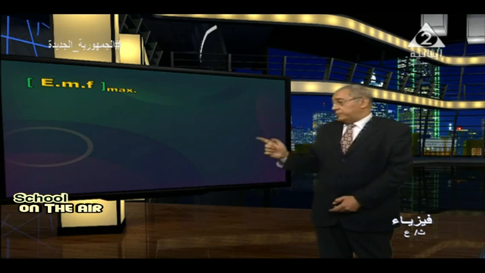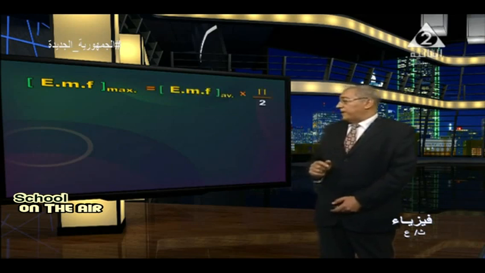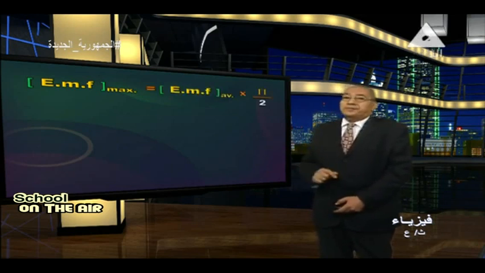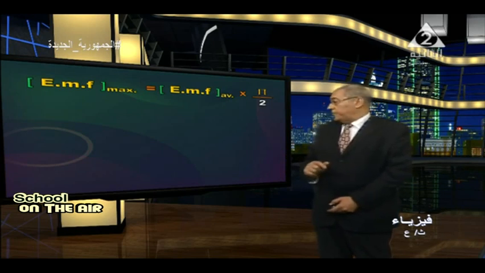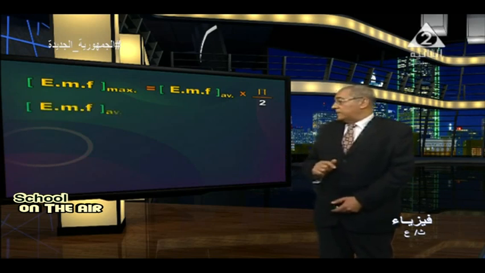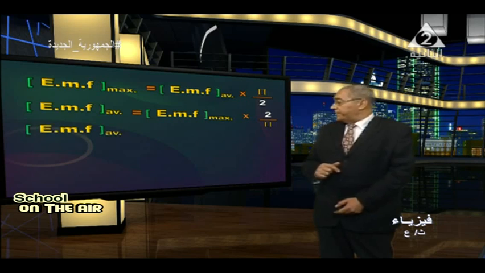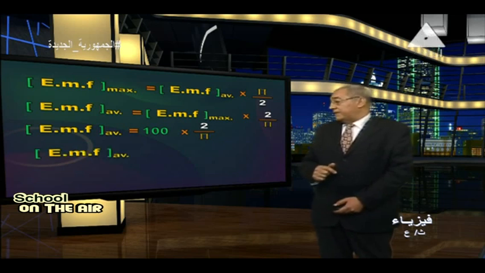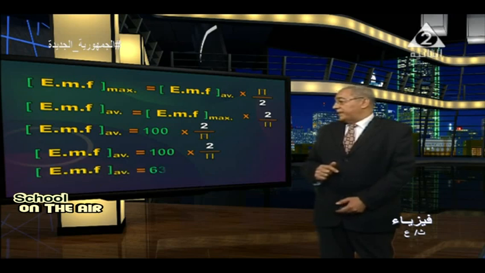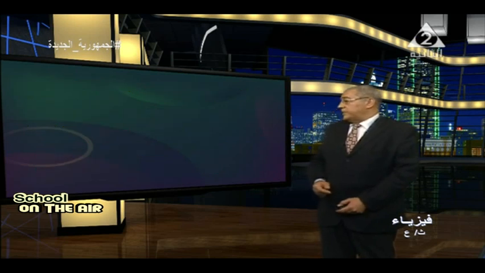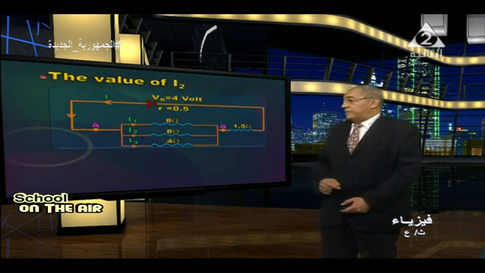EMF maximum, you should memorize this, equals EMF average times pi over 2. So EMF average equals EMF maximum times 2 over pi. Given in the problem, EMF maximum equals 100, so it's all easy to calculate average EMF. It is 100 times 2 over pi. It will be 63.63.